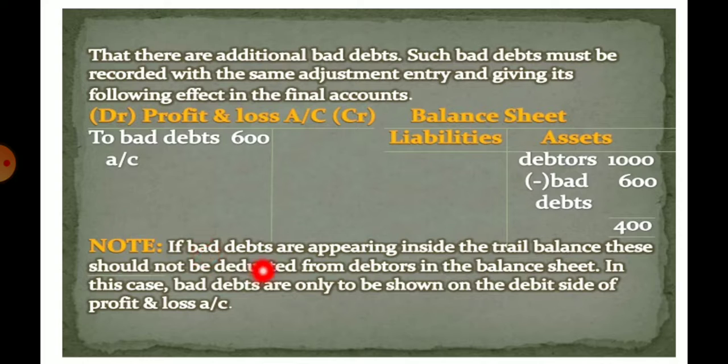If bad debts appear inside the trial balance, these should not be deducted from the debtors in the balance sheet. In this case, the bad debts are only to be shown on the debit side of the profit and loss account.